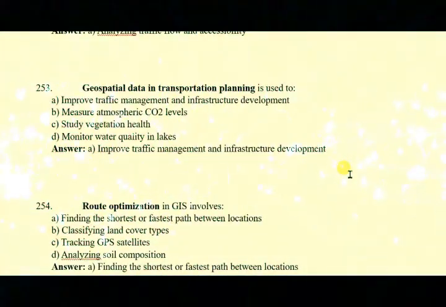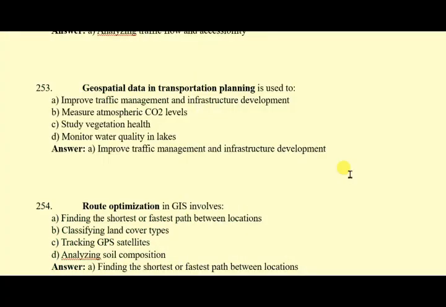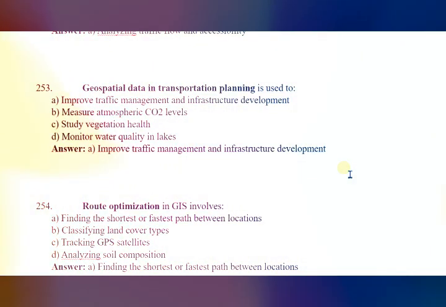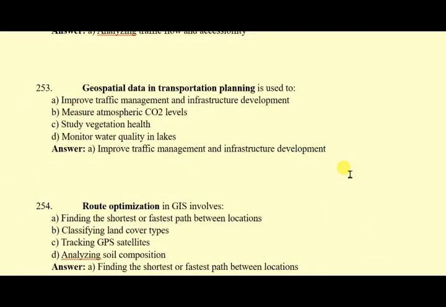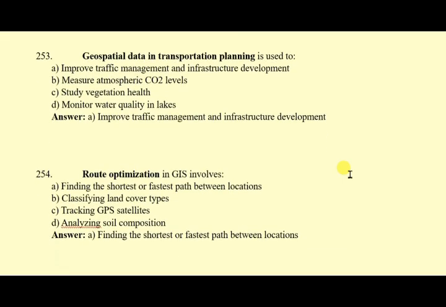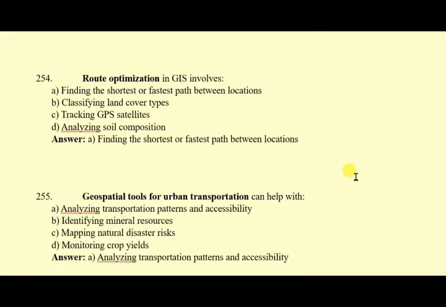Question 253. Geospatial data in transportation planning is used to improve traffic management and infrastructure development, measure atmospheric CO2 levels, study vegetation health, monitor water quality in lakes. Here the correct answer will be improve traffic management and infrastructure development.